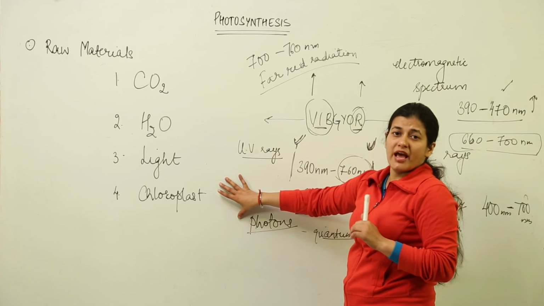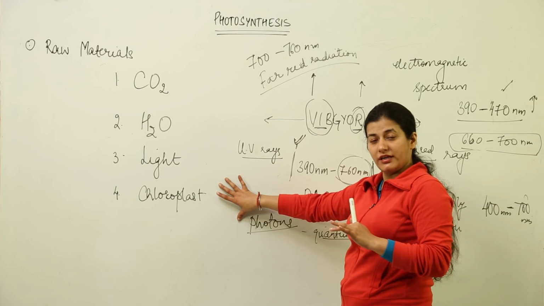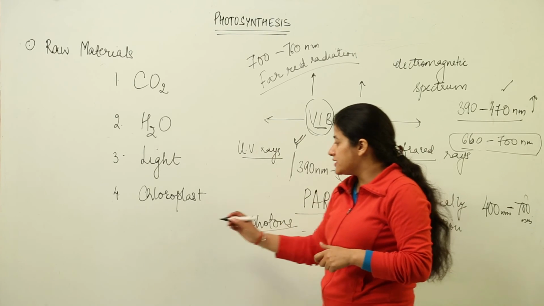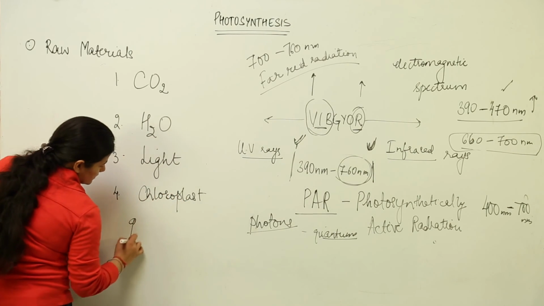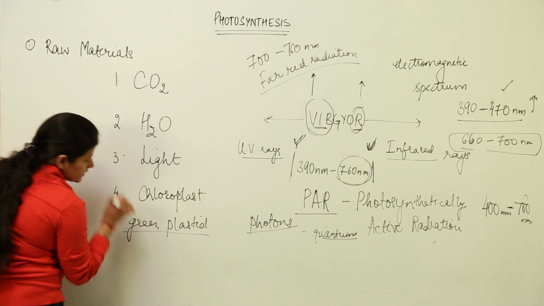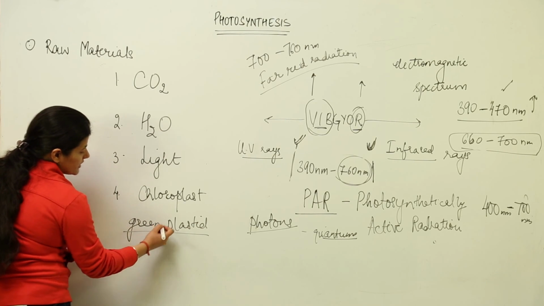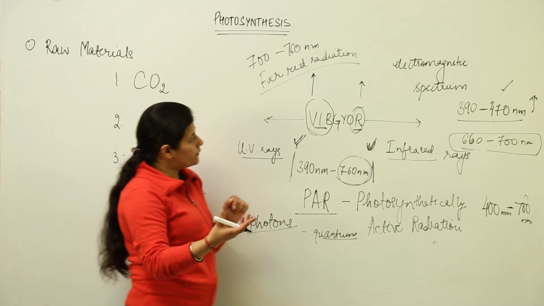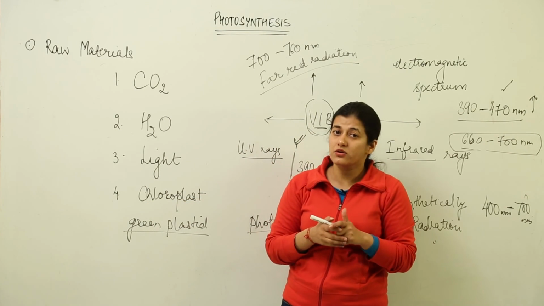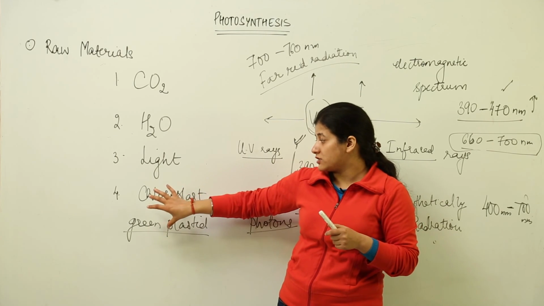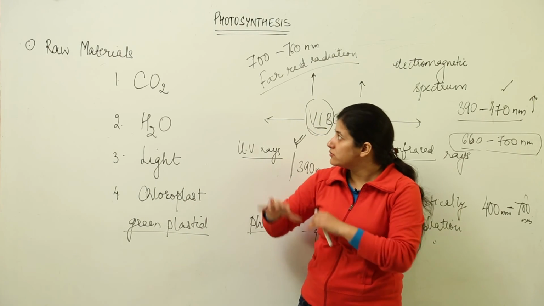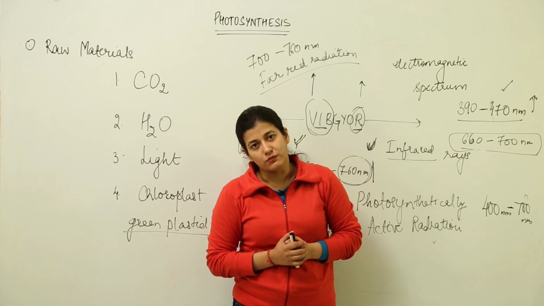And lastly, we have the chloroplast, that is a semi-autonomous cell organelle which is present inside the plant cells. Basically, it is a green plastid. You have to remember this. It is a green plastid that is found in the plants. It has a double membranous structure. So this is all about the raw materials. Why am I not discussing chloroplast at length? Because the next lessons would be dedicated to understanding the ultrastructure of chloroplast. So this is all about the raw materials involved in photosynthesis.